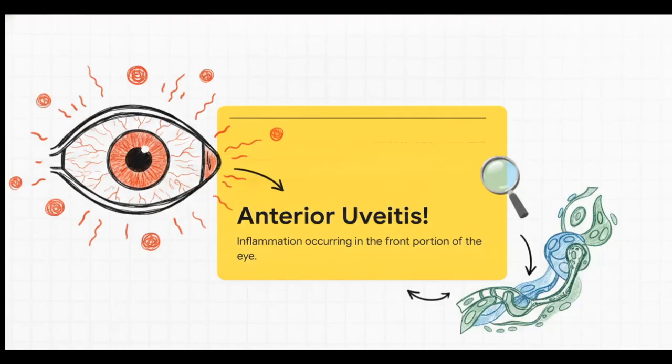Our starting point is the condition itself, anterior uveitis. Clinically speaking, what this actually is is localized inflammation occurring specifically in the front portion of the eye. Before we can even begin to unpack the complex biological web this belongs to, we really have to ground ourselves in this basic physical reality first. Basically, the eye is acutely inflamed and extremely reactive.